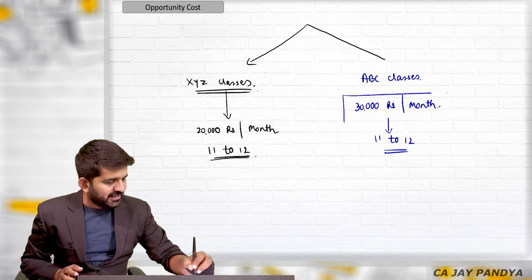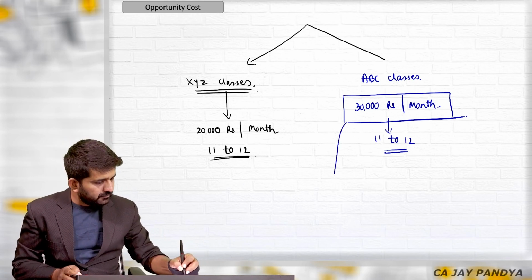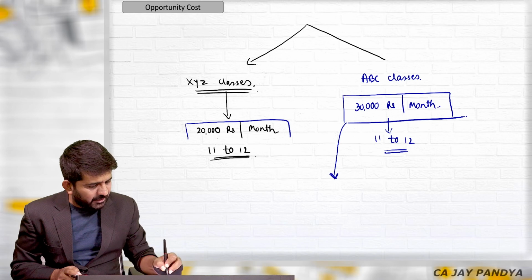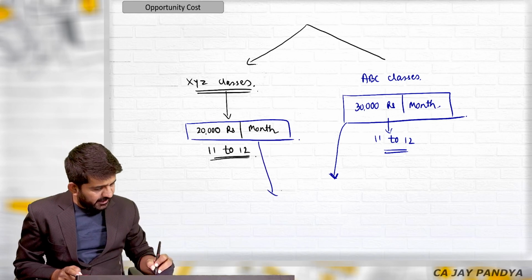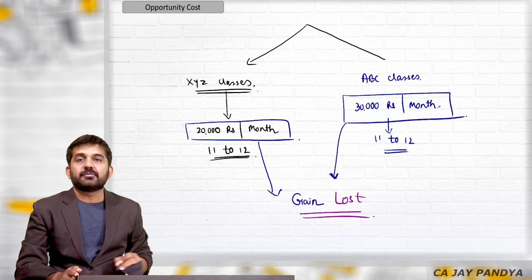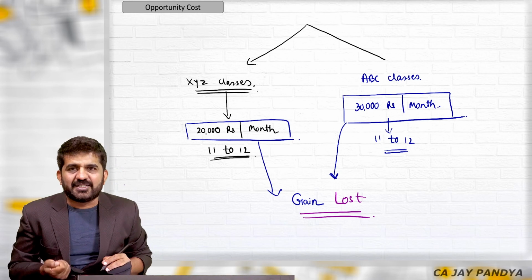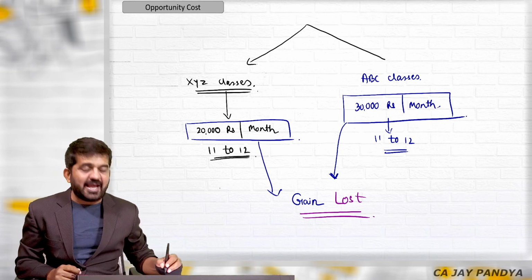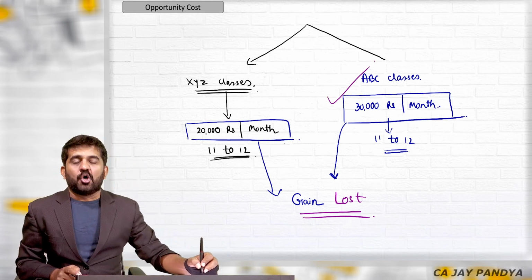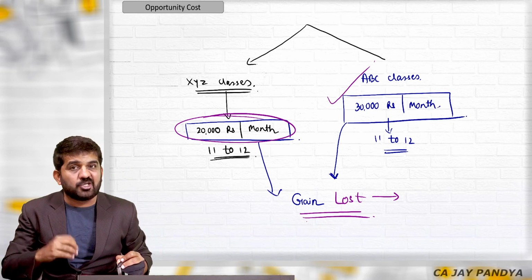I will of course select ABC classes, but please understand, after selecting this, this 20,000 rupees, it is a gain which is technically lost. I could have earned this 20,000 rupees by going to XYZ classes. I am not going to XYZ classes and I am losing this money because I am taking up this job. For taking this job, this 20,000 rupees per month is my gain, is my profit, which is lost. I will not be getting it.